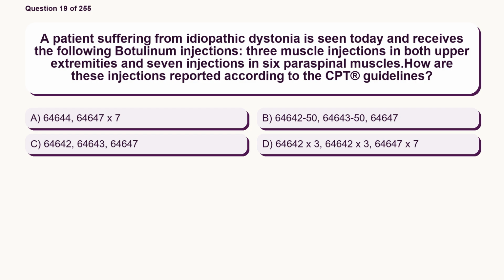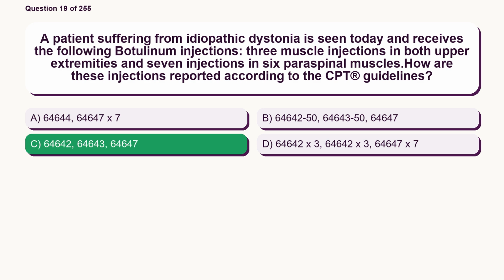Option C, 64642, 64643, 64647. Option D, 64642 x 3, 64642 x 3, 64647 x 7. The correct answer is option C, 64642, 64643, 64647.